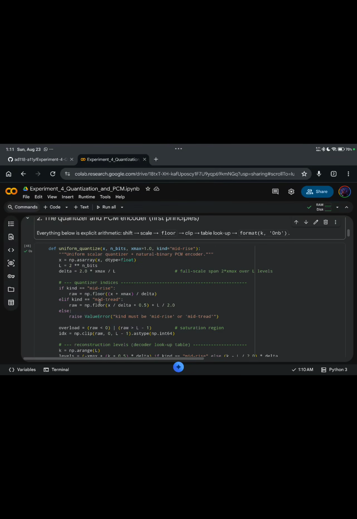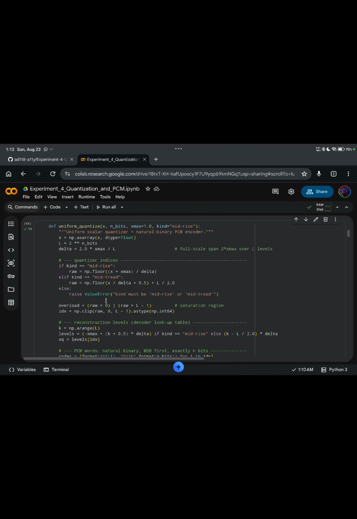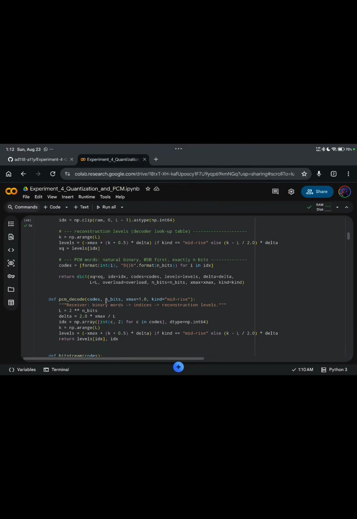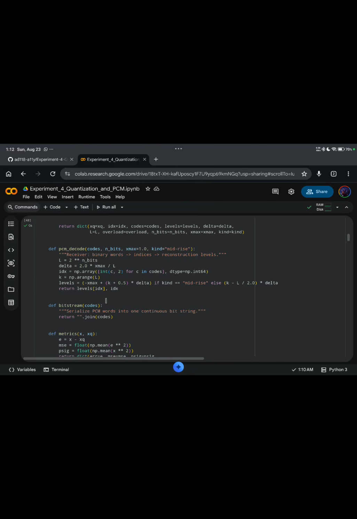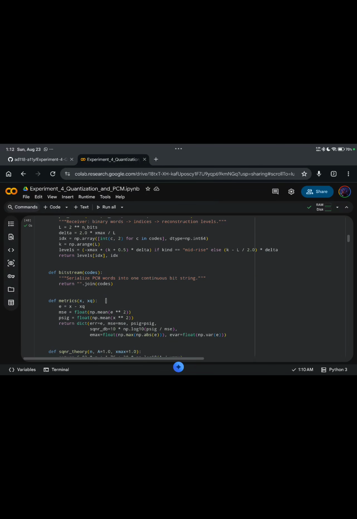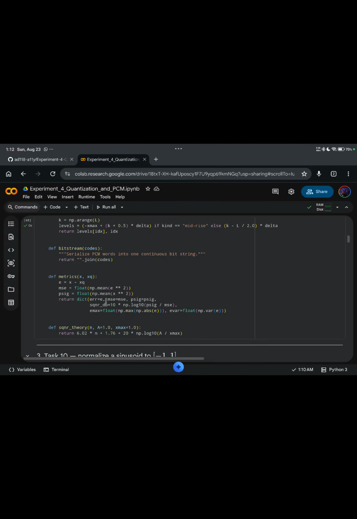In this cell, the function decodes the PCM words back into quantizer indices and reconstructed signal levels. The bitstream function combines all PCM words into one continuous sequence of bits. The metrics function calculates quantization error, mean squared error, signal power, SQNR, maximum absolute error, and error variance. The final function calculates the theoretical SQNR for comparison with the measured result.